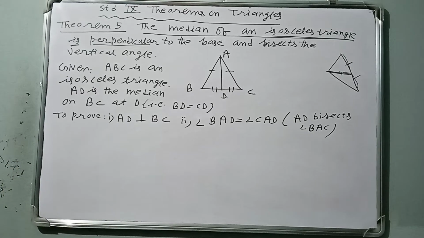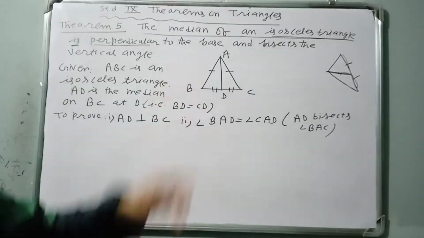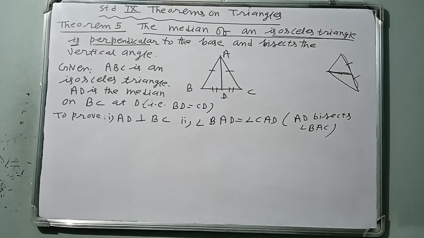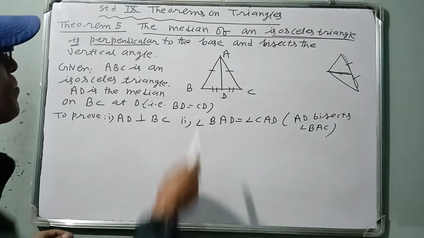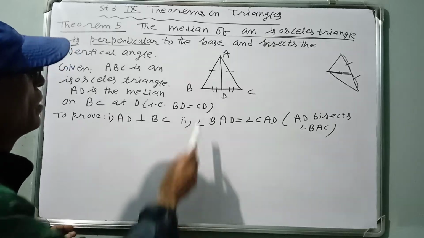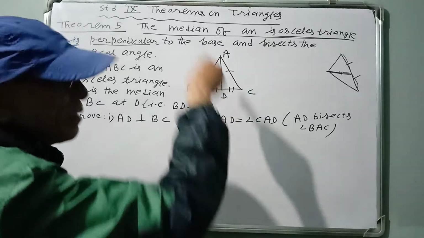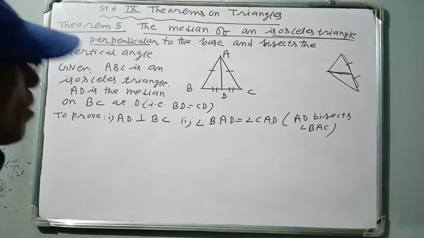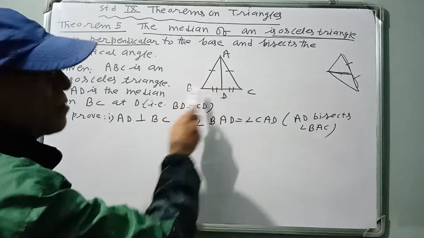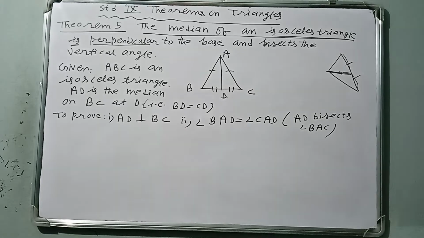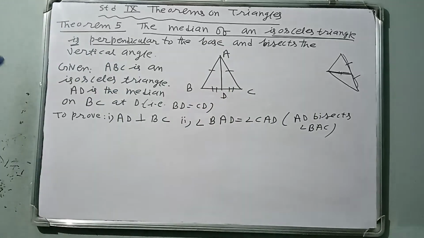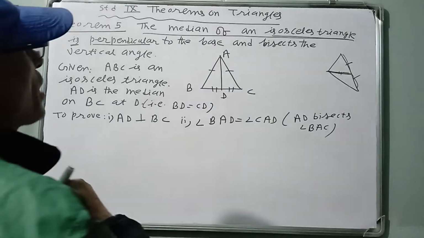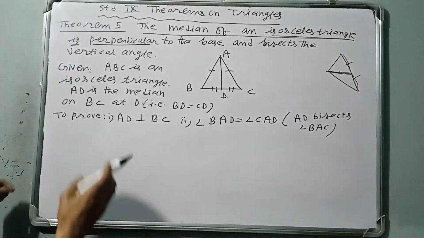Is there any construction? Just think, is construction needed? No. Why no? Because all things are given and you can easily prove it. AB equal AC given, BD equal CD given, AD equal to AD, common side. From the sides, you can prove two triangles are congruent. So, is construction needed? No, it is not necessary. Construction is not necessary because you can directly apply the SSS fact.